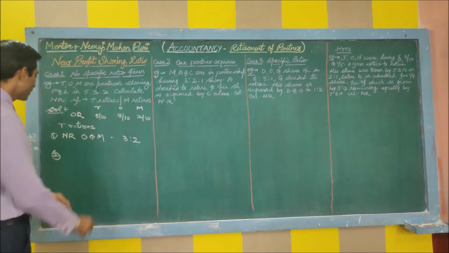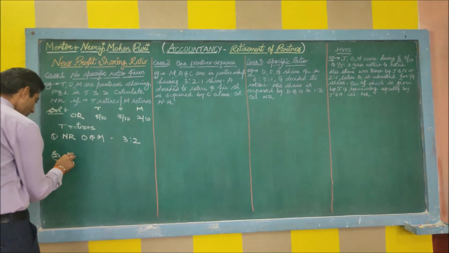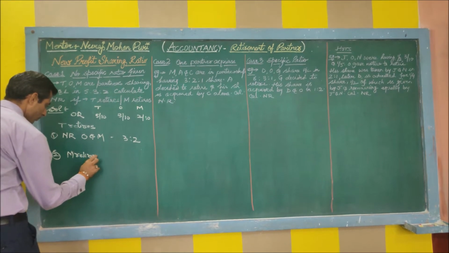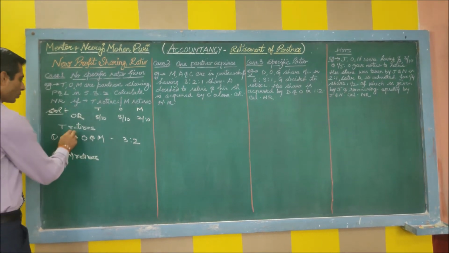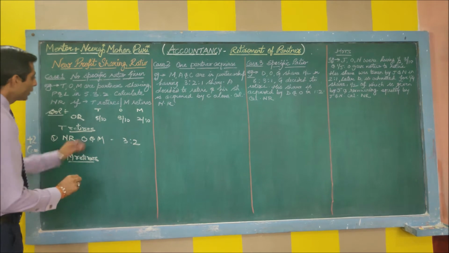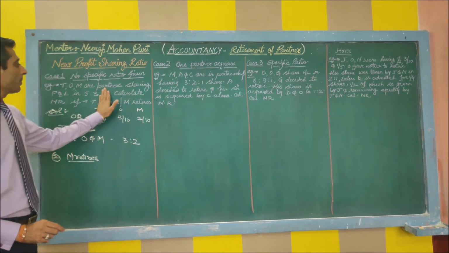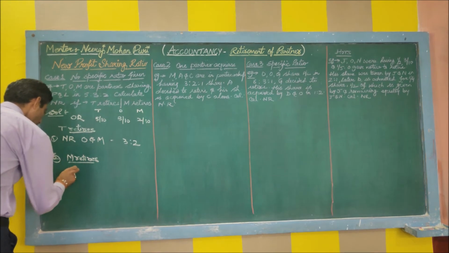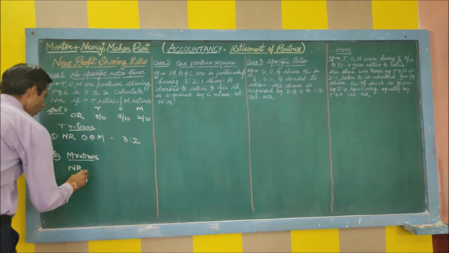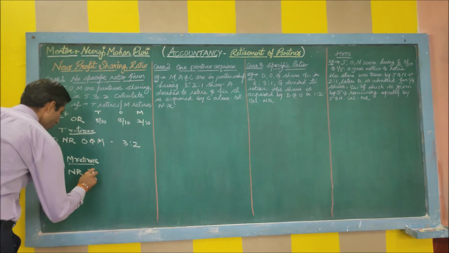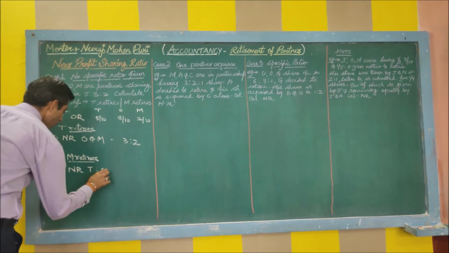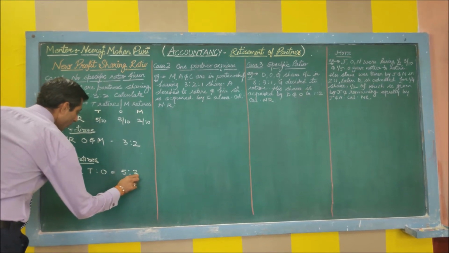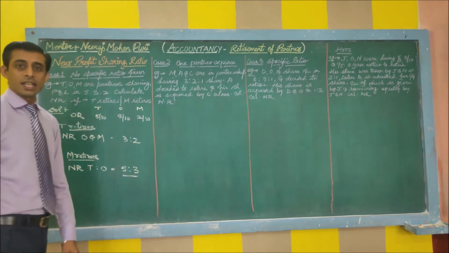If M retires, in this situation, we have to cover M. 5:3 will be new ratio. Therefore, new ratio for T and O, T:O will be equal to 5:3. That's it. Simple and easy case.